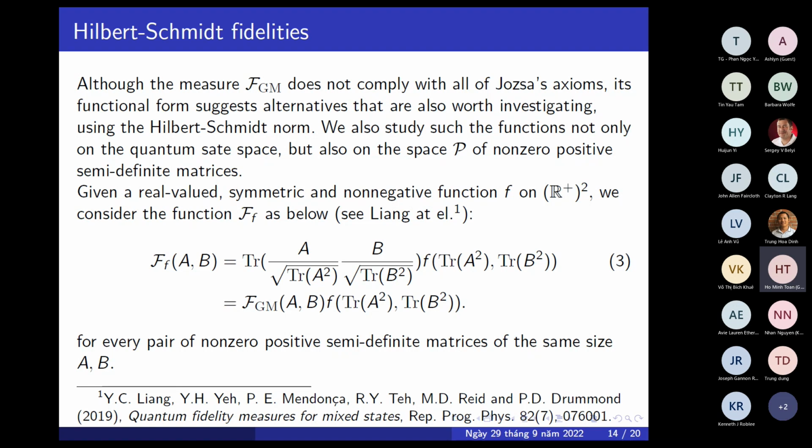The fidelity here we rewrite in formula 3. It's a little bit different from the original definition by Liang and others in the footnote reference, because in that paper they divide the trace of AB by the function of the trace of A squared and trace of B squared. It's a little bit different; we just write it multiplied by the function f, so the function f we write here is just 1 over f of that paper, but nothing different in meaning. It is only different in notation.